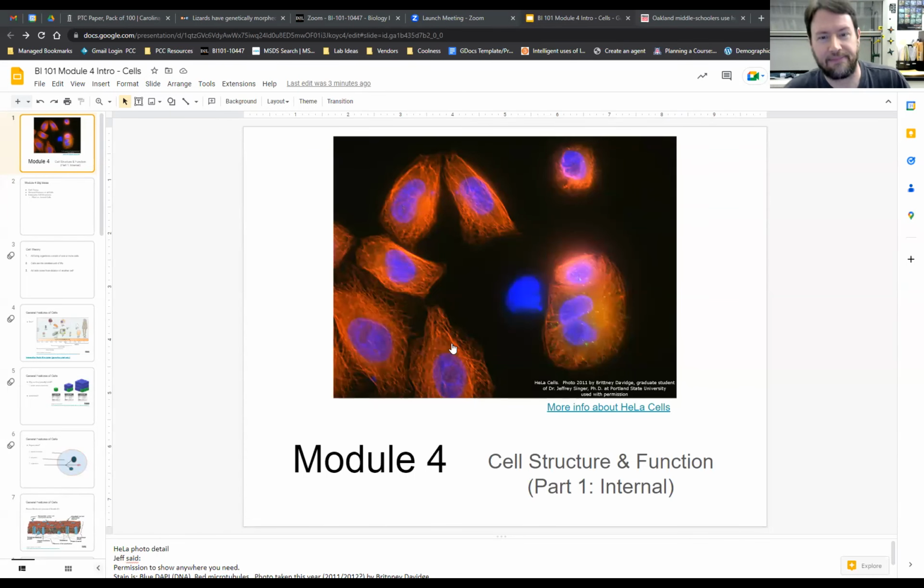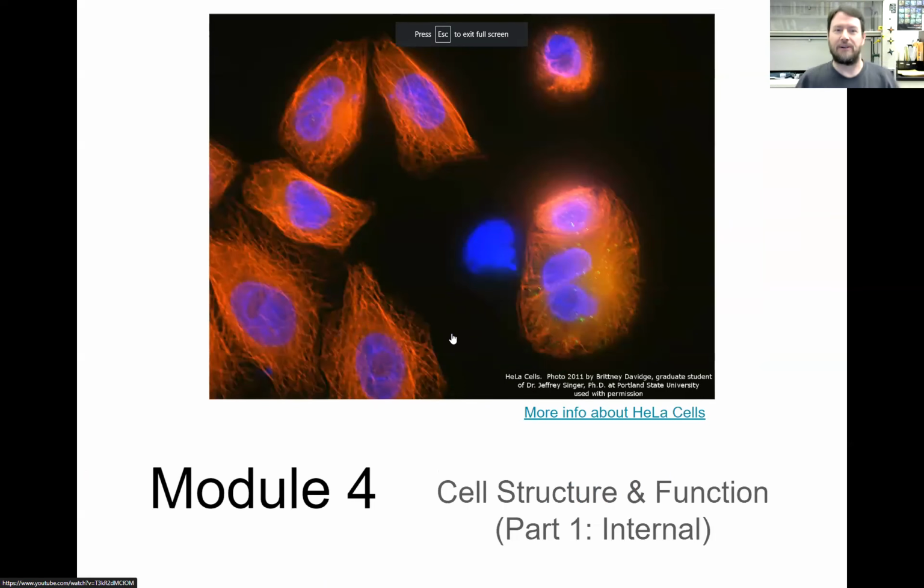All right. So yes, Module 4, we are looking at cell structure and function. And this is kind of the first part of our investigation of cells. So we are going to be looking at some of the structures inside of a cell. How do these biological molecules that we learned about in Module 3 come together to form even bigger structures with new and interesting properties?